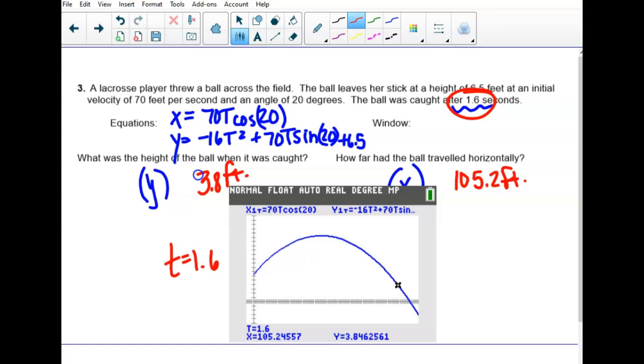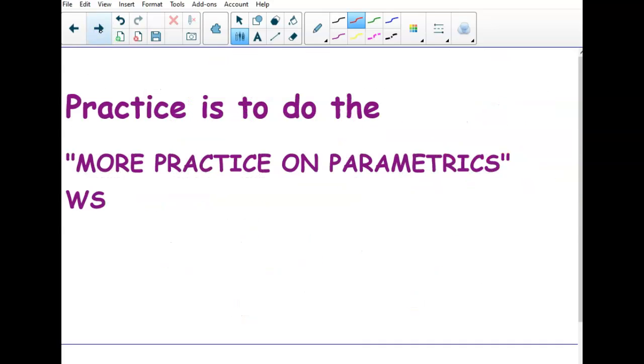Okay, is that reasonable with the lacrosse stick to be 3.5 feet off the ground? Seems like it would be okay. All right, feeling okay about this? Pretty easy stuff, okay? More practice on parametrics was the worksheet you're supposed to pick up in the back, and you have the rest of the time to work on that.